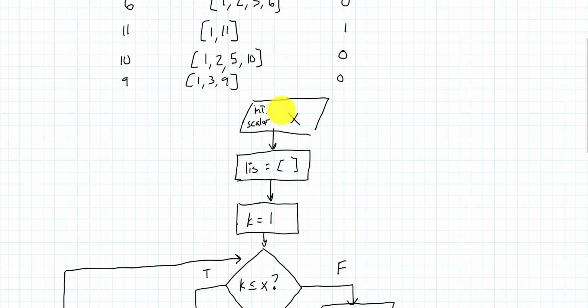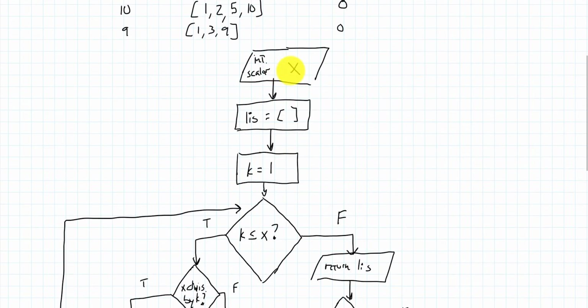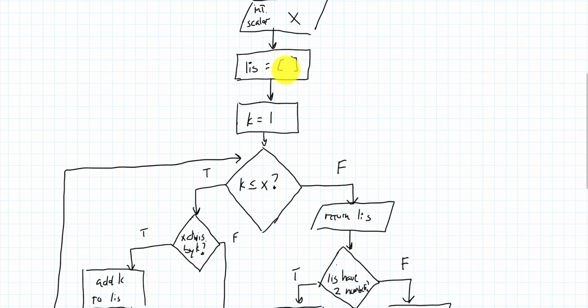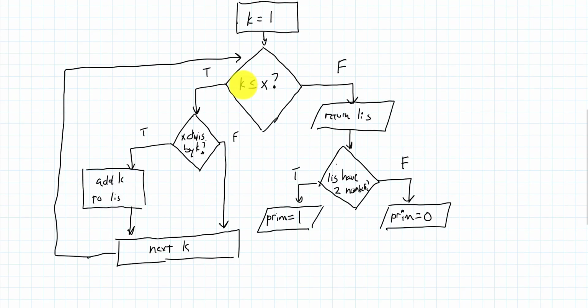Okay, so let's just go through our flow chart here for 1. So x is 1, list is empty, k is equal to 1. Is k less than or equal to 1? Yes. Is 1 divisible by 1? Yes, add 1 to the list. And next k, we're kicked out of the loop because now k is 2 and x is only 1. All right, so list is done. It's just the number 1. Does list have 2 numbers exactly? No, it would only have 1, so prime is 0.